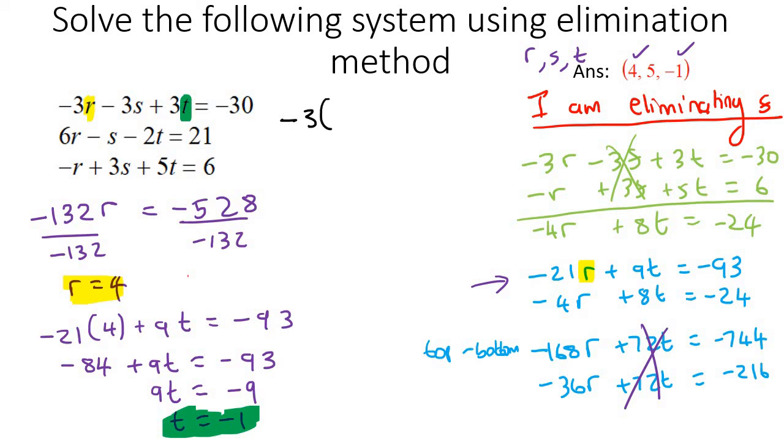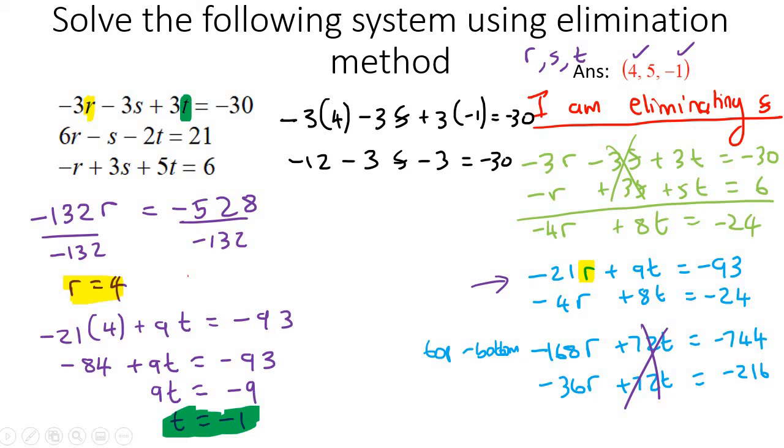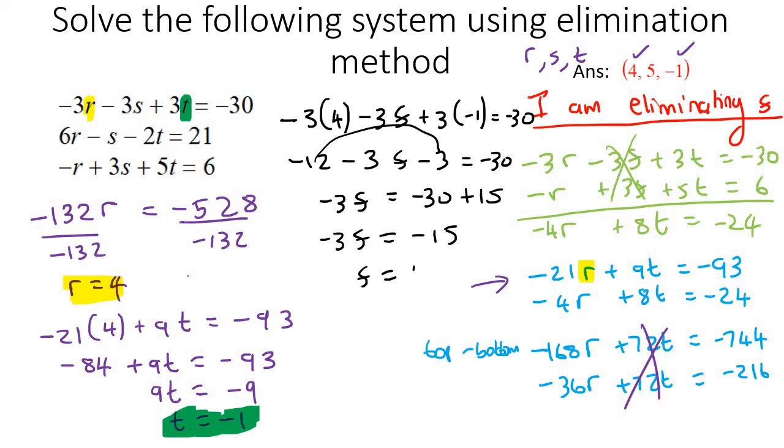So it's going to be negative 3 times 4, negative 3s, plus 3 times negative 1 equals negative 30. And to end up with negative 12, take away 3s, take away 3 equals negative 30. And so we end up with negative 3s equals negative 30, and then this becomes negative 15. So if I take it to the other side, it becomes plus 15. And so I end up with negative 3s equals negative 15. Divide both sides by negative 3 and end up with s as 5. And so there we have our final answer.